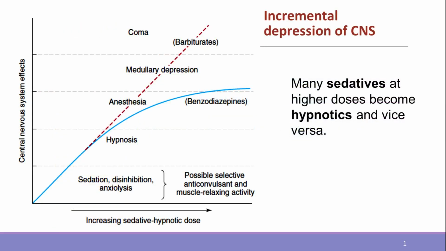This slide illustrates that CNS depression occurs along a continuum. Benzodiazepines demonstrate a ceiling effect, making them relatively safer, whereas barbiturates show a linear dose-response curve that can progress to coma and death. This difference explains the decline in barbiturate use. It reinforces the concept that sedatives and hypnotics are not separate drug classes but dose-dependent effects of the same drugs. Clinical judgment is therefore essential when titrating doses.